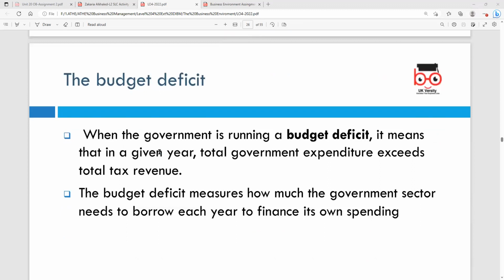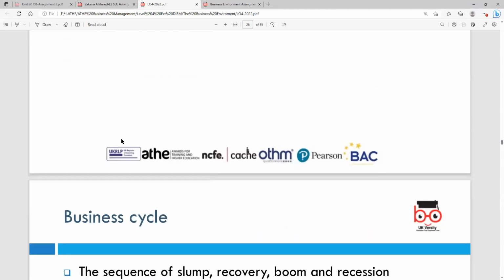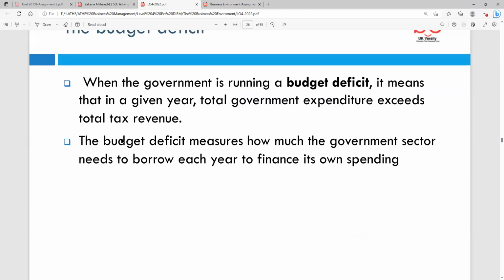Okay. Right. So the budget is very important. Sometimes it goes into deficit and sometimes it goes into plus, i.e. the budget either can go into a negative figure or it can go into a positive figure. When it goes into negative figures, it's known as the budget deficit. When it goes into the positive figure, it goes into the black. In other words, it's surplus.